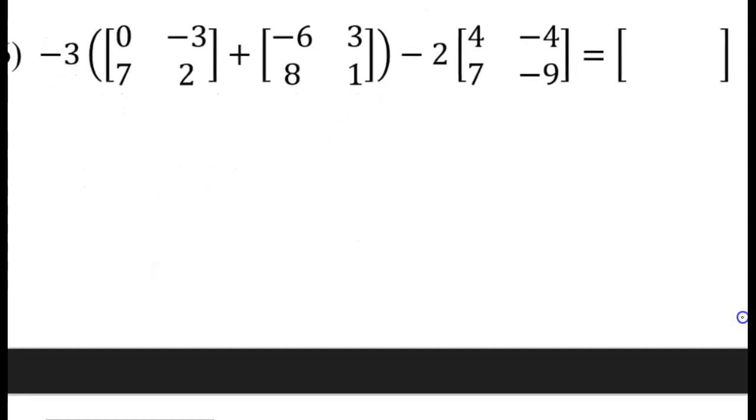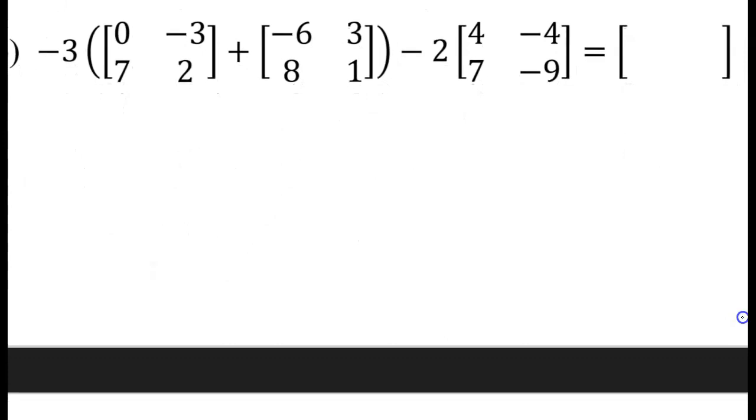So here in this case, before we do that distribution, we should work inside of the parentheses first. Meaning I should combine the two matrices. Because if I were to immediately distribute that -3, I would technically be double distributing one number. I'd be multiplying by -3 twice, which is not what this is asking us to do. So first I'm going to add the two matrices inside of my parentheses. So I'm going to add 0 plus -6, -3 plus 3, 7 plus 8, and 2 plus 1.